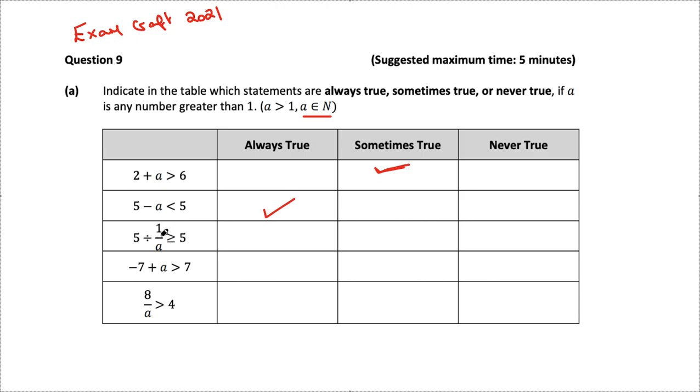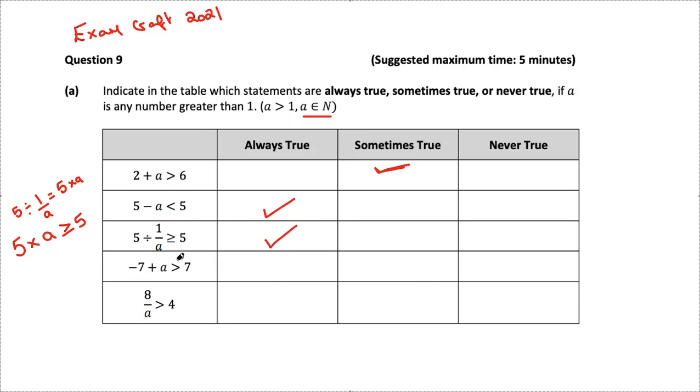5 divided by 1 over a, is that ever greater than or equal to 5? So dividing by a fraction is actually the same thing as multiplying by a. So 5 divided by 1 over a is simply the same thing as 5 multiplied by a. In that case, that will always be greater than or equal to 5, because if a is a number greater than 1, so it could be 2, 3, 4, 5, 6, 7, any natural number, then it will always work out to be bigger than 5. So I'm going to put a tick in always there.